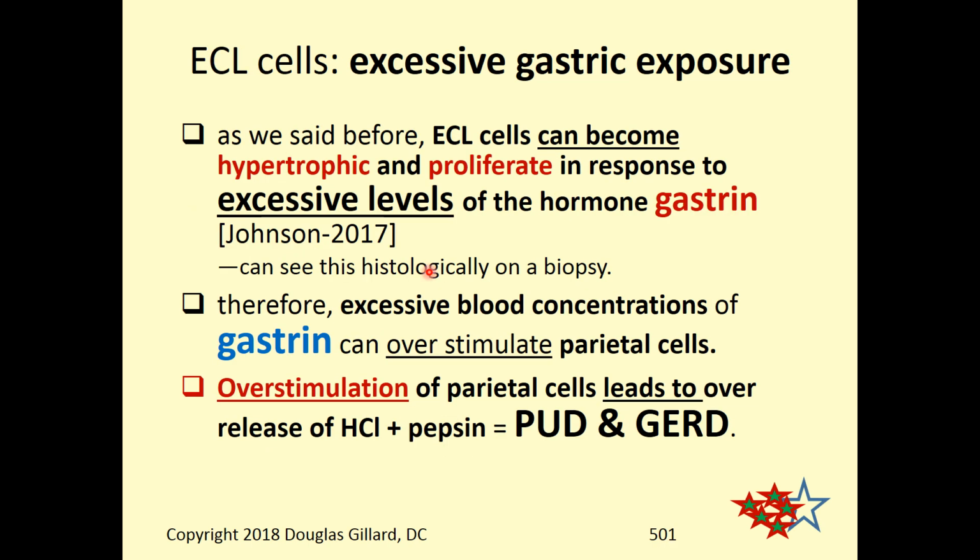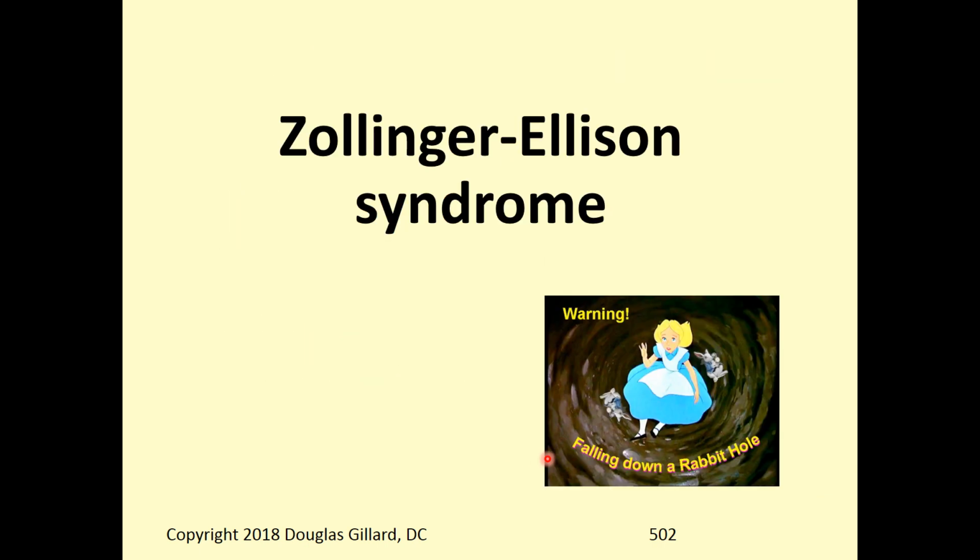Okay, we talked about excessive gastrin exposure before. ECL cells can be hypertrophic and proliferative, right, with conditions like ZE syndrome. Excessive blood concentrations of gastrin can overstimulate parietal cells. We talked about that. And in ZE syndrome, for example, those patients suffer peptic ulcer disease and GERD.